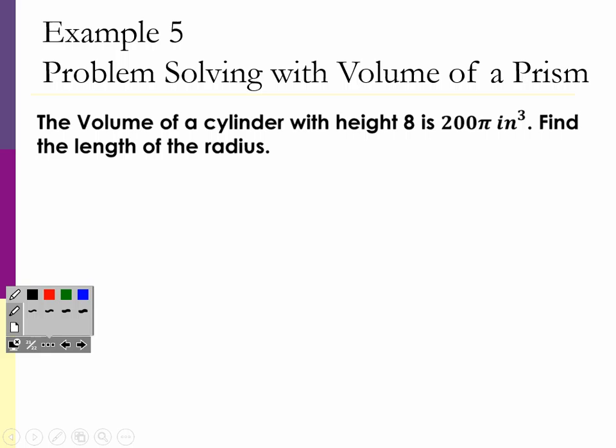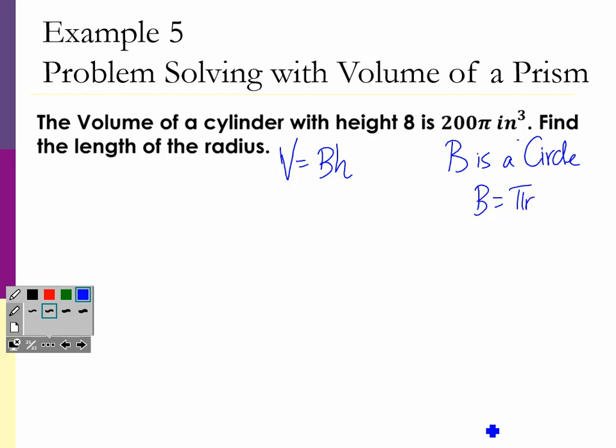And here, working backwards again, it says the volume of the cylinder with a height of 8 is 200π. Again, the volume of a cylinder is BH, but then you have to ask yourself, what is the B? The B is a circle for a cylinder. So B would be πr squared. I'm just going to substitute that in, and the fact that I already know what the volume is. The volume is 200π, so that goes in place of V. So 200π is equal to πr squared times the height, and the height is 8.